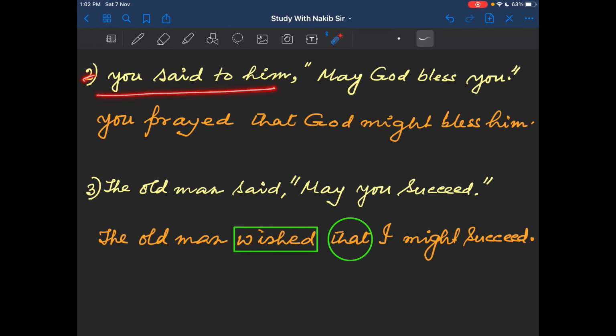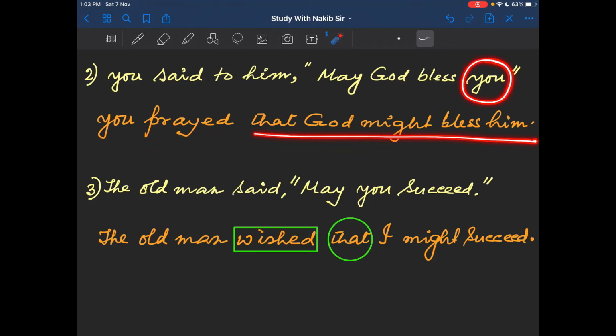You said to him, may God bless you. So may God bless you is obviously a prayer, so change this reporting verb to pray, and it became you prayed, and that is the connective you know. One thing you must have noticed here, that this object is not used in the reporting speech in the indirect narration. This object or reference to this object will go to the reported speech in the indirect narration either as a subject or as an object. So your answer is here, you prayed that God might bless him.